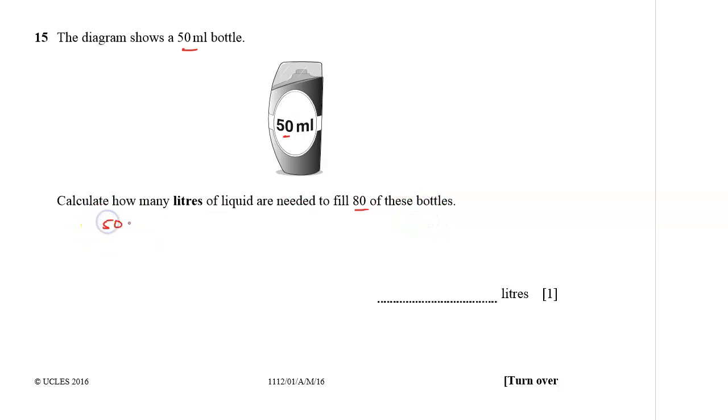So take 50 times 80. This will give us 4,000 milliliters. And we know that 1,000 milliliters is equal to 1 liter. Therefore, if we have 4,000 and 1,000 is 1 liter, then 4,000 milliliters is equal to 4 liters. Therefore, the answer is 4.